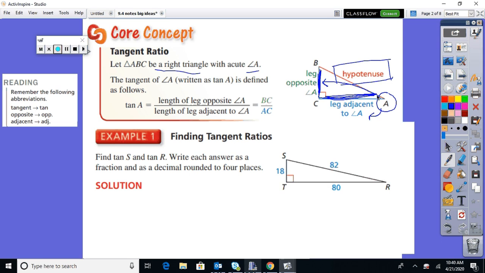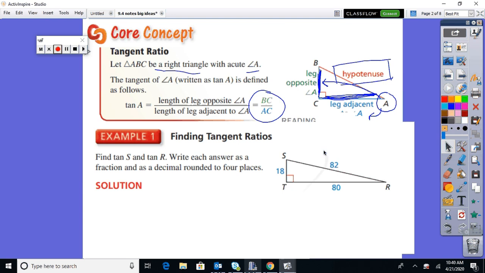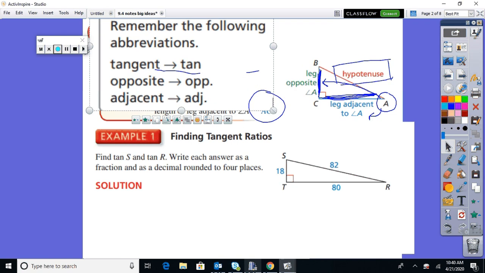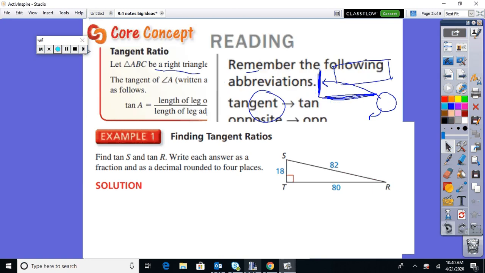And it's a ratio, so that's like a fraction, right? So you're always going to have something over something, a ratio, a fraction, when you compare these two things. All right, so let's take a look at example one. It should make a little more sense. We want to find the tangent of S. Oh yeah, in case I forget, tangent is abbreviated tan. Opposite will be opp, adjacent ADJ, right? So there you go.